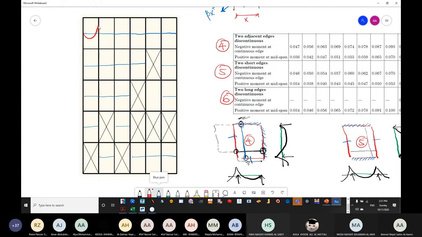Zero. Always zero, I told you, whenever there is no slab on that side. Zero, because this is an opening. Zero, on the left there is no slab, on the right there is no slab. Zero, there's no slab on the left, it goes up, up, zero. Zero, up, zero.